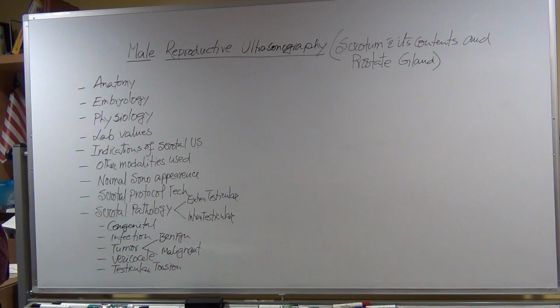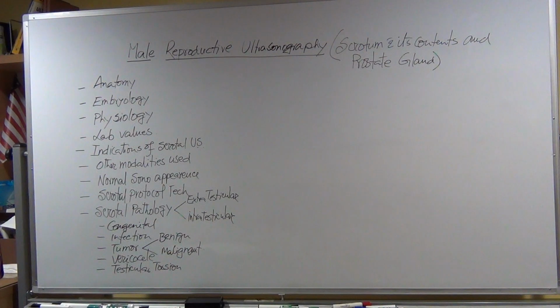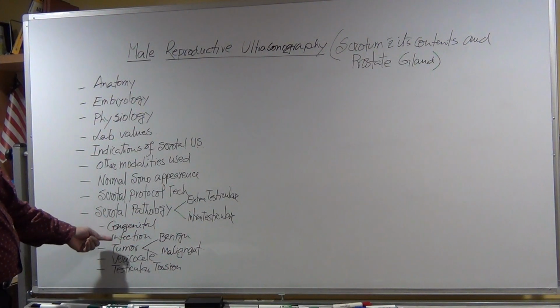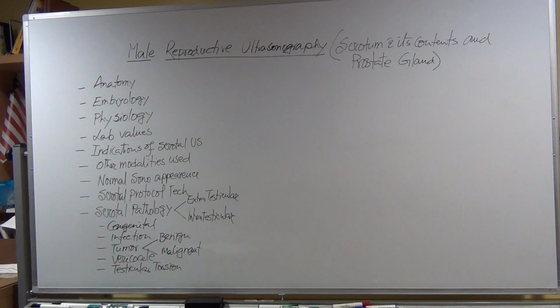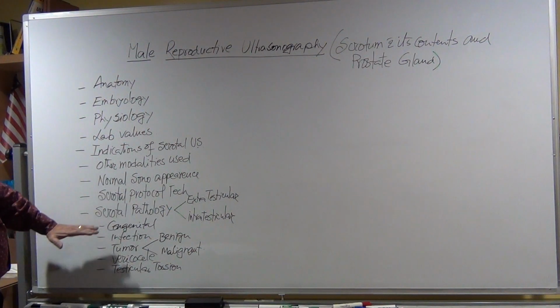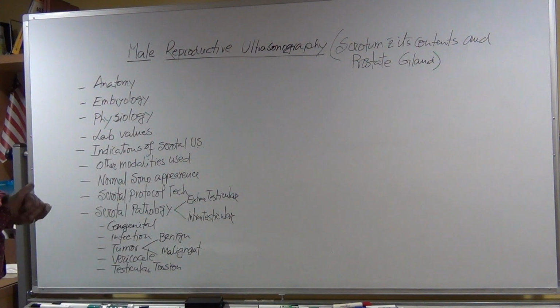Then we will learn the scrotal pathology, extratesticular and intratesticular. Then we will learn the congenital pathology, infection pathology, tumors, both benign and malignant, varicocele, and testicular torsion. So these are for the scrotum. This is very important for the male reproductive system.